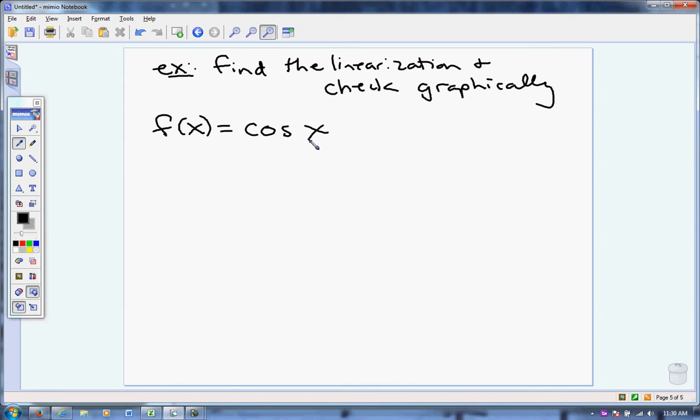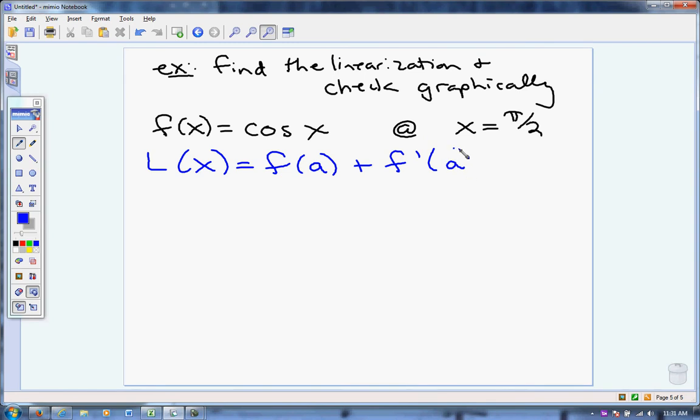Let's use cosine of x, and we're going to do this at x equals pi halves. So we're looking for the linearization of the cosine of x at pi halves. We're going to start with my linearization formula: L of x equals f of a plus f prime of a times x minus a.